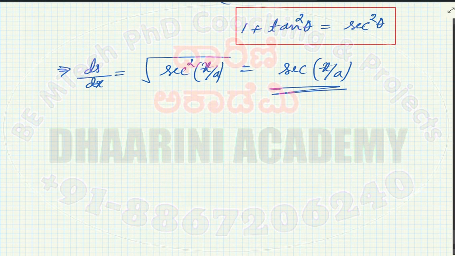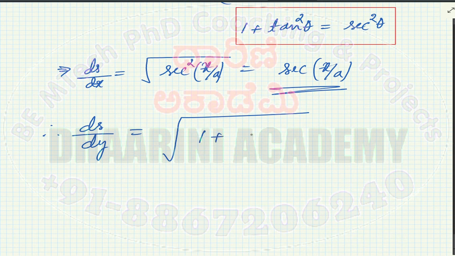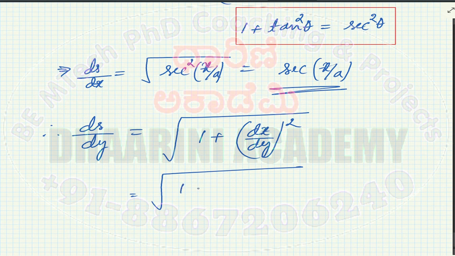Now the next part of the question is to show the second one. The second part is ds by dy. So how do you calculate ds by dy? If you look at the equations, it is straightforward: root of 1 plus dx by dy the whole square. I know that dy by dx is tan theta, so dx by dy will become 1 by tan, and 1 by tan is a cot function. So this is under root 1 plus cot square of x by a.